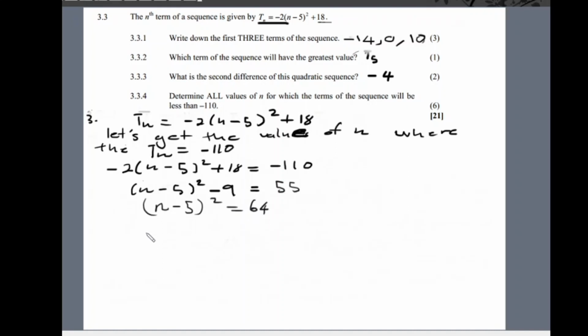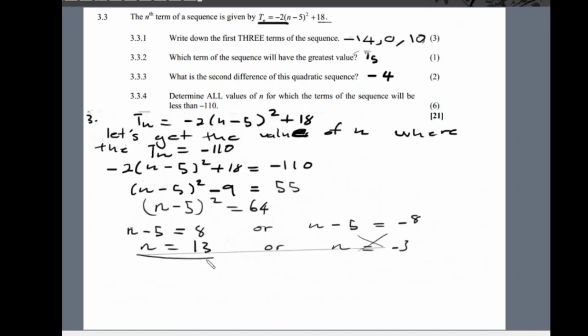So n minus 5, when you take the square root of both sides, will be equal to the square root of 64, which is 8, or n minus 5 will be equal to minus 8, right? So n will be 13, or n will be minus 3. Already we know that n cannot be negative, so this one we discard. So we focus on 13, right?